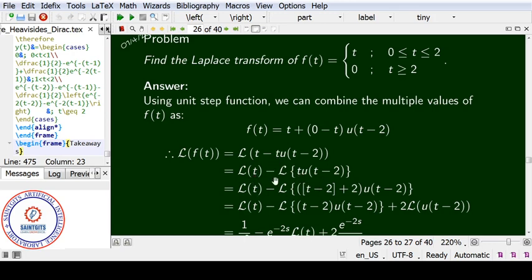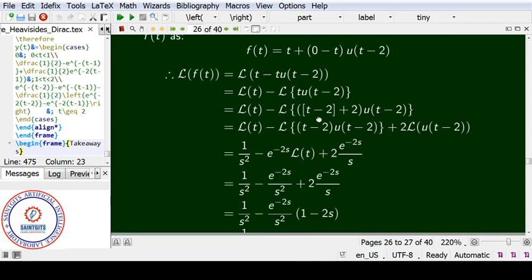Okay, now I rewrite t in terms of t minus 2 in this expression only. So t can be written as t minus 2 plus 2. I write it in terms of t minus 2 because I have u of t minus 2 associated with this t. So t minus 2 plus 2 into u of t minus 2. L of t minus L of t minus 2 into u of t minus 2 plus 2 into L of u of t minus 2. Apply the shifting theorem here and use the definition of the Laplace transform of the unit step function.